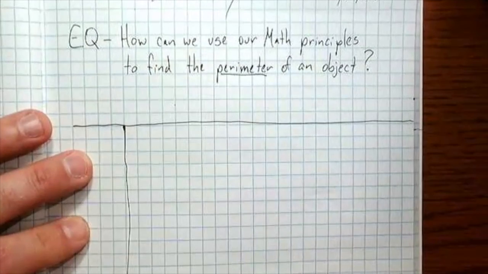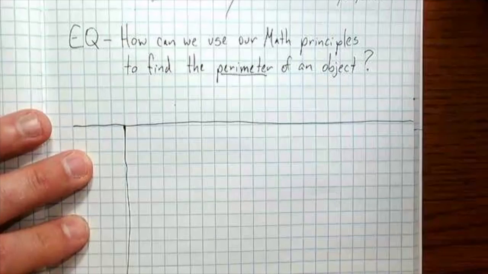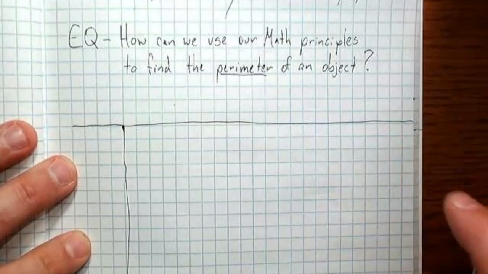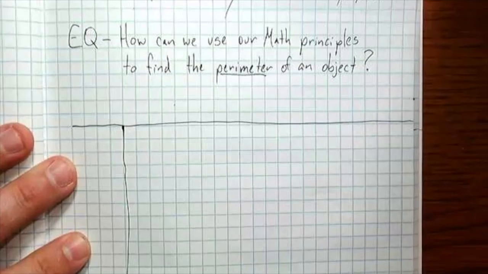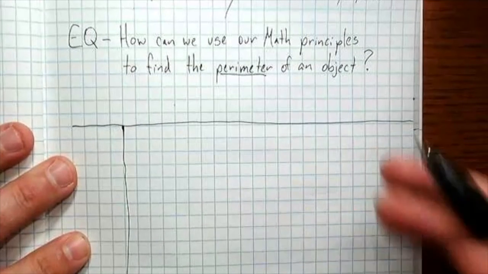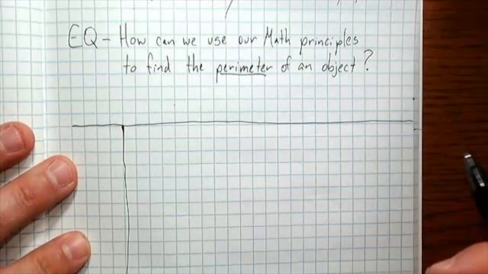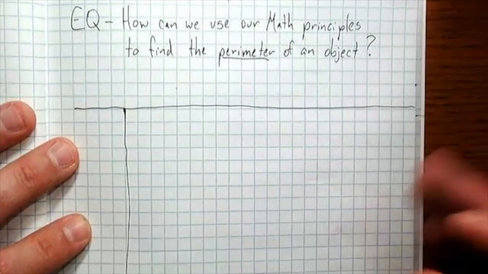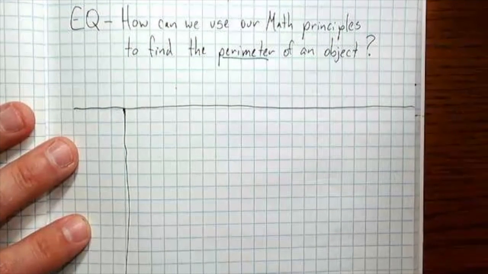Before we go over that in more detail, I want to go over some of the vocabulary that I'm going to be using today. So, first, we're going to start off by taking some notes here. I'm going to start off setting up my note page here in Cornell Notes style. Again, our objective: how can we use our math principles, those skills that we already have, to find the perimeter of an object?